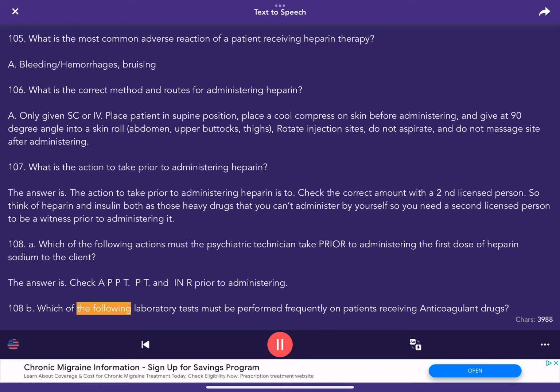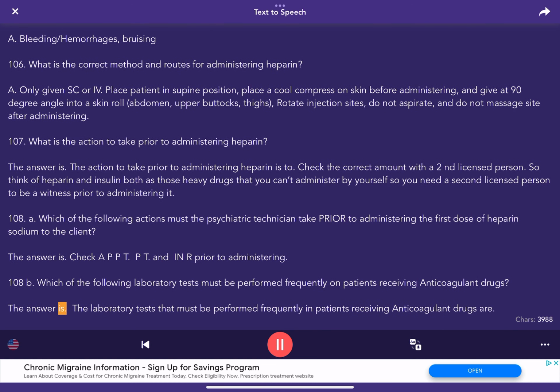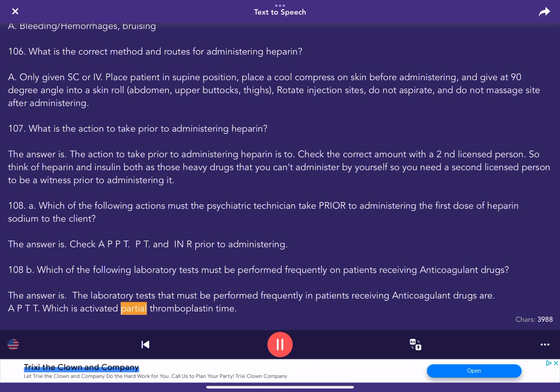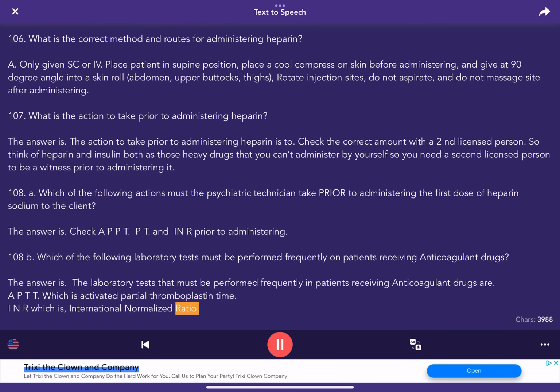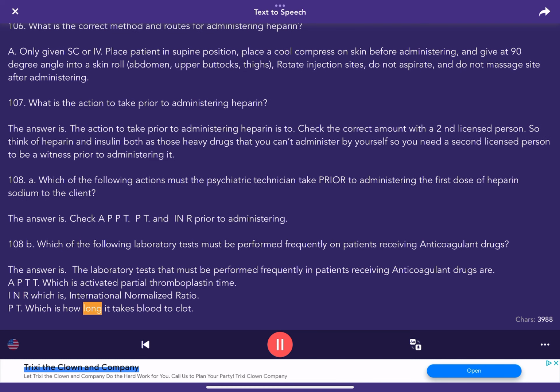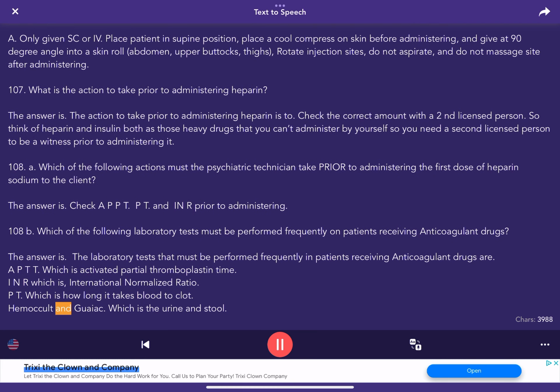108b. Which of the following laboratory tests must be performed frequently on patients receiving anticoagulant drugs? The answer is, the laboratory tests that must be performed frequently in patients receiving anticoagulant drugs are APTT, which is activated partial thromboplastin time, INR, which is international normalized ratio, PT, which is how long it takes blood to clot, Hemoccult, and GU and GI, which is the urine and stool.